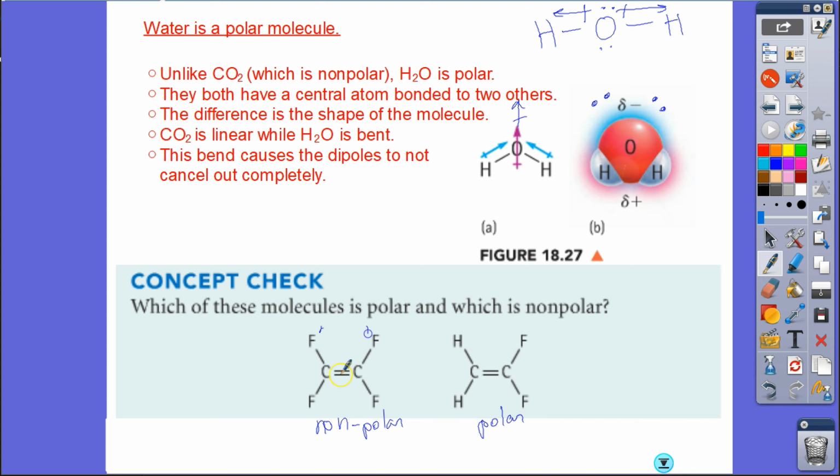Well, these fluorines are all going to have the same electronegativity. The hydrogen and the fluorine right here are not going to have the same electronegativity. So there's going to be a net dipole pointing to the right up here. You wouldn't have to know that direction, I'm not going to ask you about that. But just the fact that this and this are different and it's not a symmetrical molecule pretty much tips you off that that's going to be polar. And because this one's symmetrical, that's nonpolar.